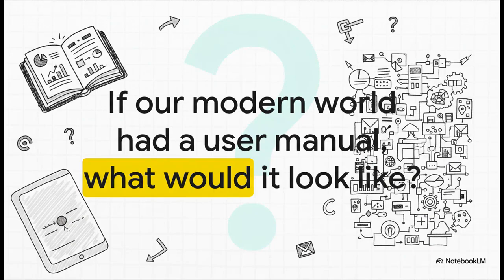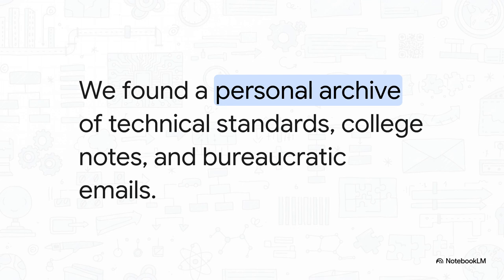So let's just imagine for a second, if you could actually download a user manual for our world, what would be in it? Would it be a bunch of slick, simple infographics? Or would it be something a lot more dense, a lot more complicated? Well, we actually stumbled upon something that looks a lot like a few pages ripped right out of that manual. It's a personal archive, a real mix of stuff. You've got these super technical standards, scribbled college notes, and the kind of cold, hard text you only see in official emails. It's basically one person's journey trying to figure out the system.